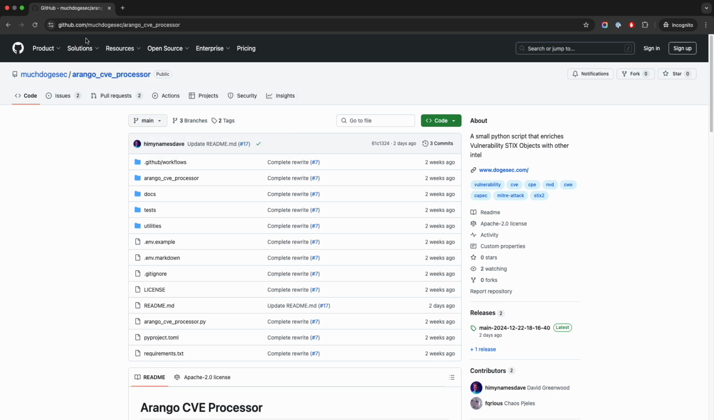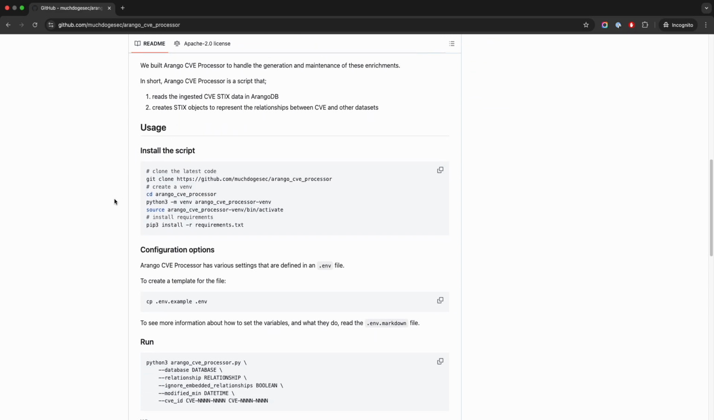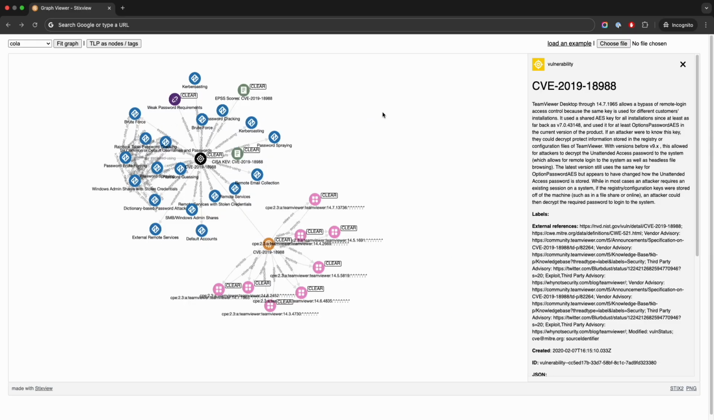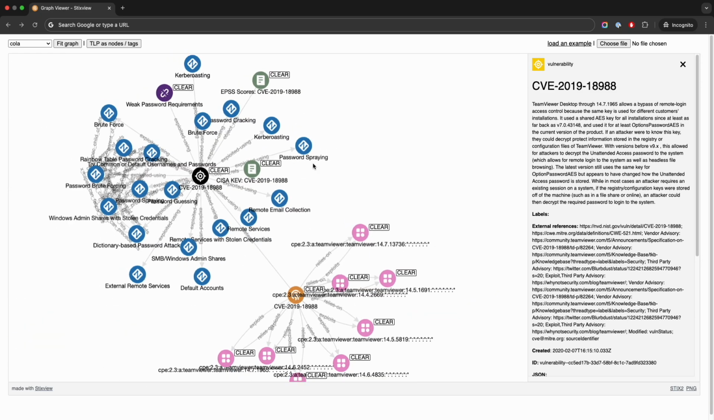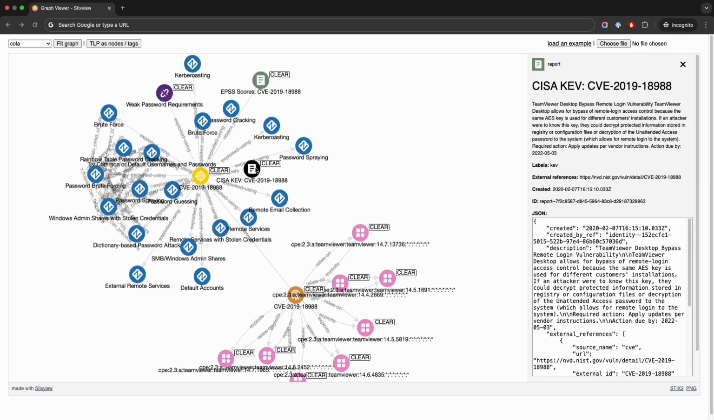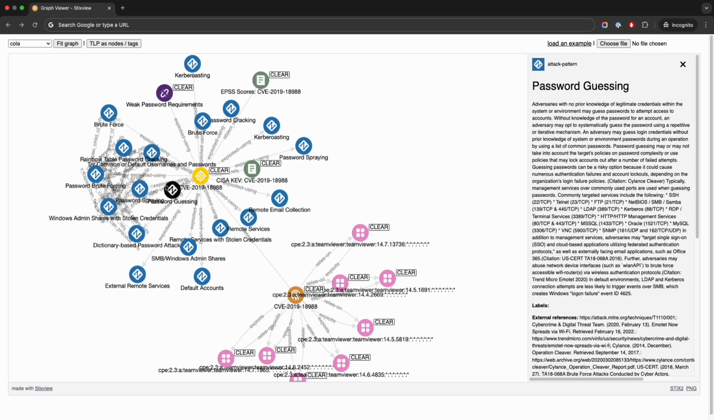Arango CVE Processor underpins the creation of this graph by taking data from CVE to STIX and enriching it even further. Taking CVE 2019-18988 as an example again, here's what the intelligence graph looks like after being enriched by Arango CVE Processor. You can see the enrichments include adding data about known exploits, EPSS scores, linking the vulnerability to CWEs, the CAPEC, and linking it to attack techniques.